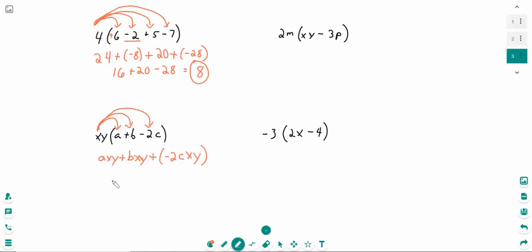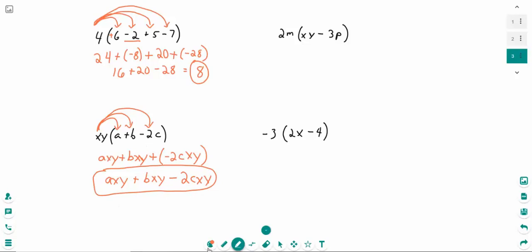So AXY plus BXY. Now this plus minus, I can just write that as a minus. Whenever you have plus minus, it's always going to be a minus 2CXY. That's as far as I can go. I can't add or subtract anything else in here. So that is my solution.